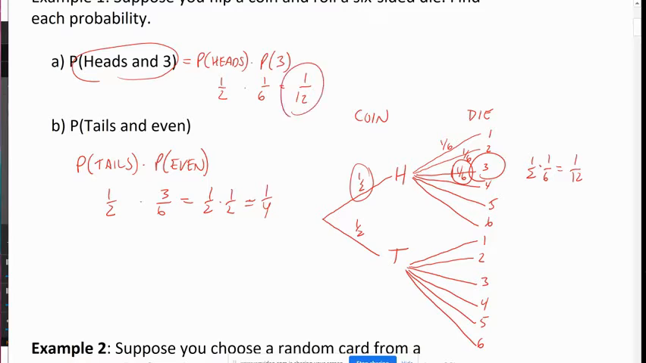And then the probability of tails and an even number. So here's tails and an even number. That would be this one, and this one. So again, these would all be 1/6, 1/6, 1/6. So that's 1/12, 1/12, 1/12. Add those together and you get 3/12, which is 1/4, the same answer that we got when we used the multiplication principle.